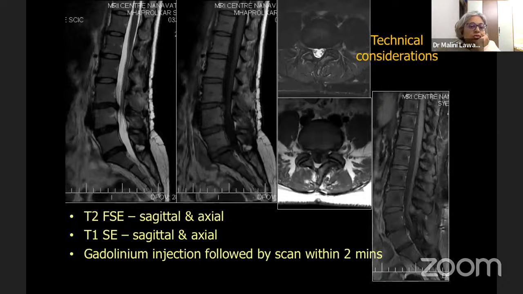The protocol that we use, the sequences that we do, are T2 and T1 sagittal images. T1 and T2, usually you may also do T2 fat sat, but plain T2 also suffices. Axial images, coronal STIR images, which I haven't put the picture here. And in the majority of these cases, we give contrast. Now, when we give contrast, we need to scan immediately. You don't want to wait too long. Why? I'll come to that later. And we obtain axial images and then sagittal fat sat T1 weighted images. So this is one situation where we may get away without giving contrast, but the majority of the times we do prefer to give contrast.